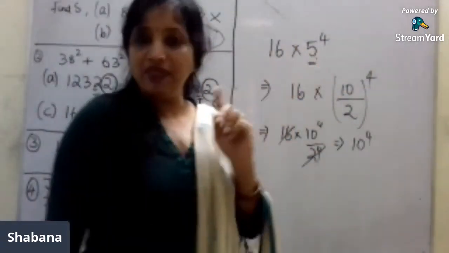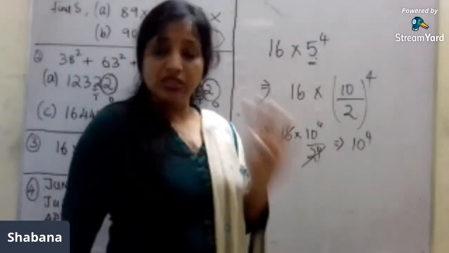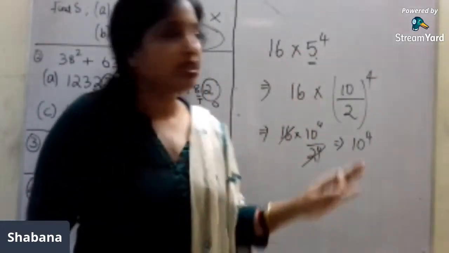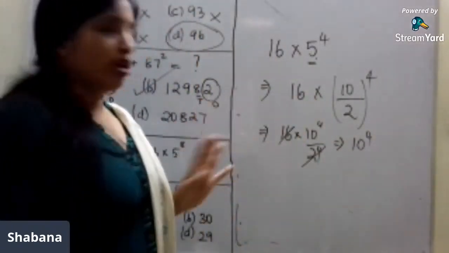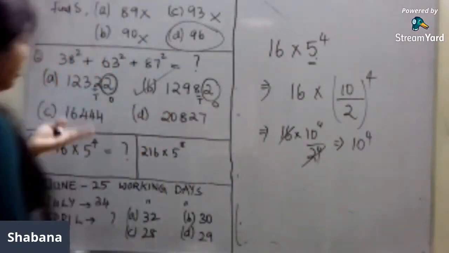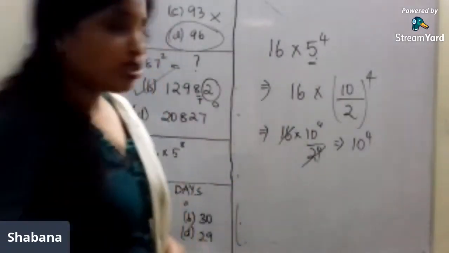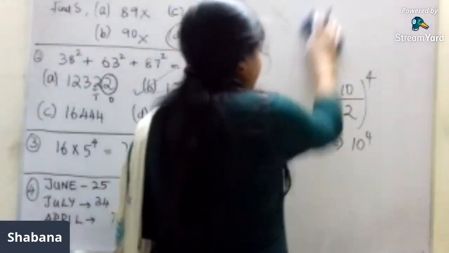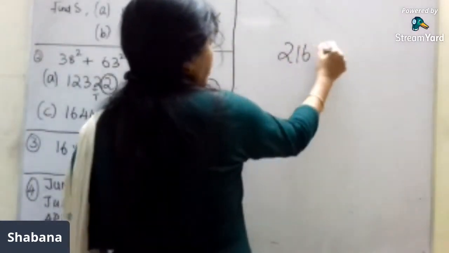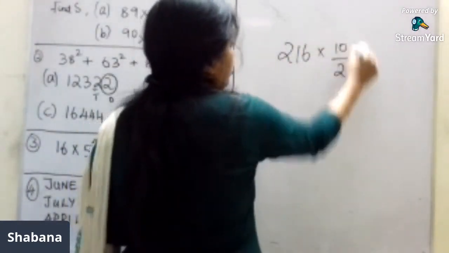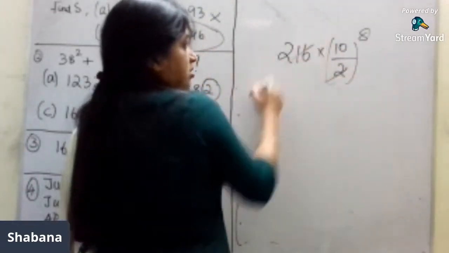The moment you see 5 anywhere multiplied with any other number or even in division, just take that 5 is nothing else but 10 by 2, which will definitely save a lot of time. Okay. Similarly, you can find 216 into 5 power 8. If it is going to be 216 into 5 power 8, I'm going to take (10 by 2) power 8. So 2 power 8 is nothing else but 16. So I just remove this.